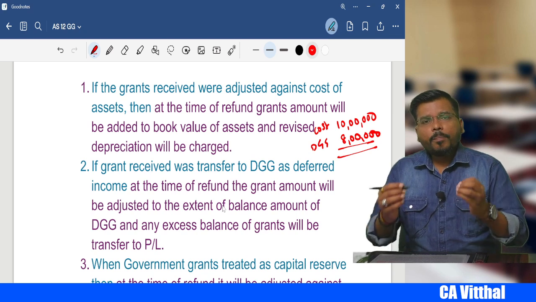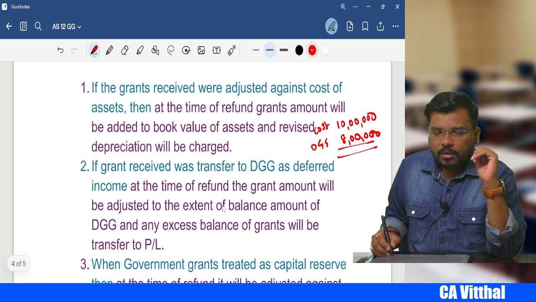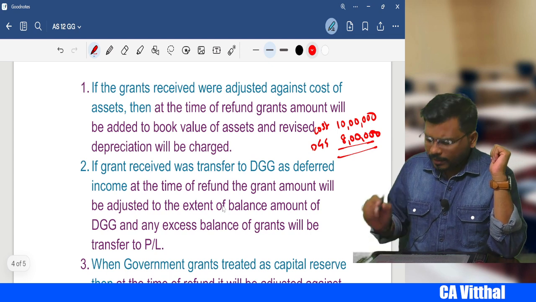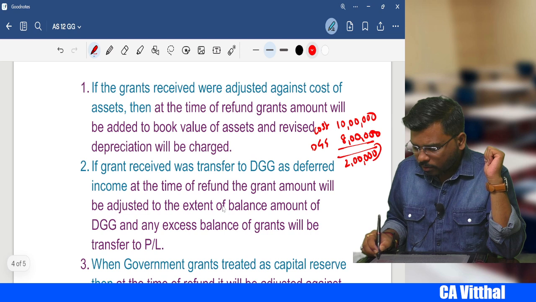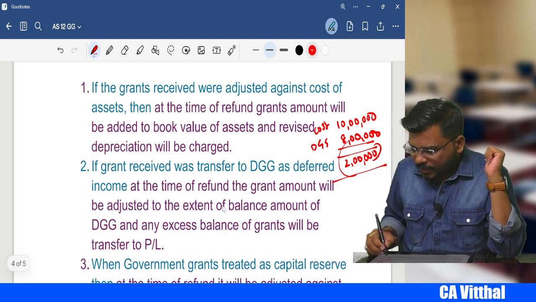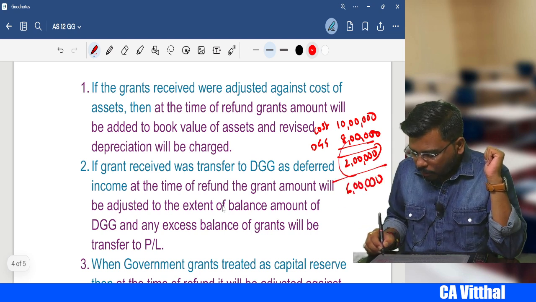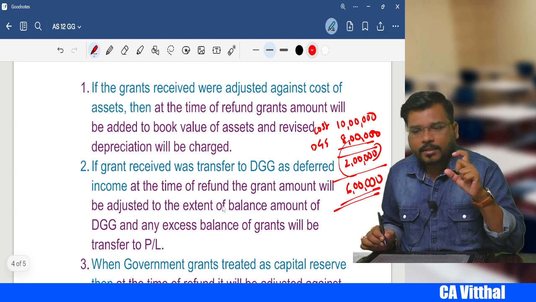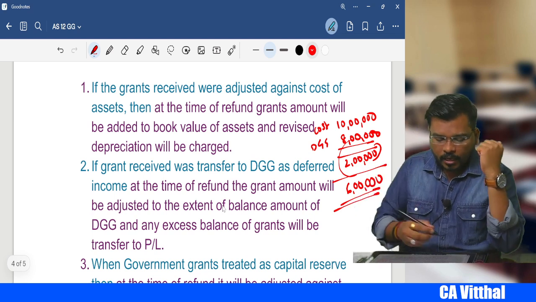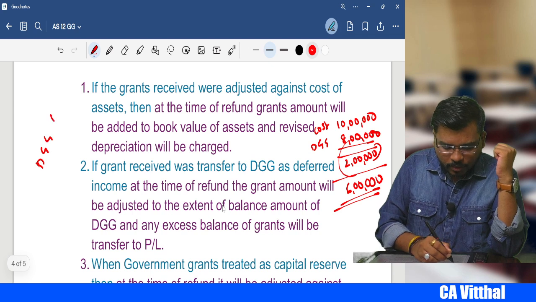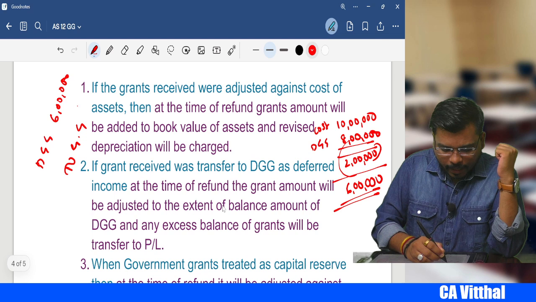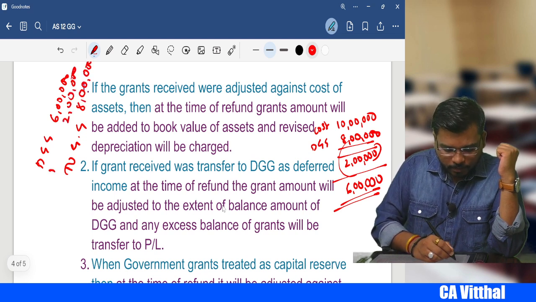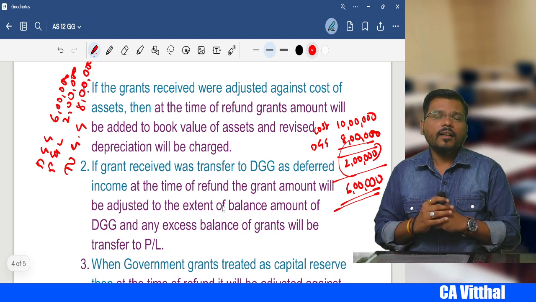Let's say over a period of 2 years, you might have transferred some DGG to the P&L account. Let's take an example. You might have transferred 2 lakhs to the P&L account. So how much DGG balance is left, sir? 6 lakh. Now this 6 lakh you should adjust against the grant amount. At the time of refund, you will say DGG 6 lakh to government grant 8 lakhs. So the balance is how much? 2 lakhs now. You will adjust the 2 lakhs to where, sir? P&L account. Are you getting my point?